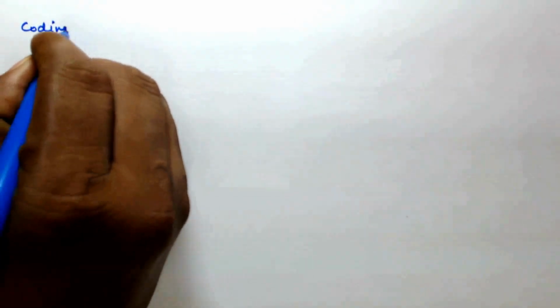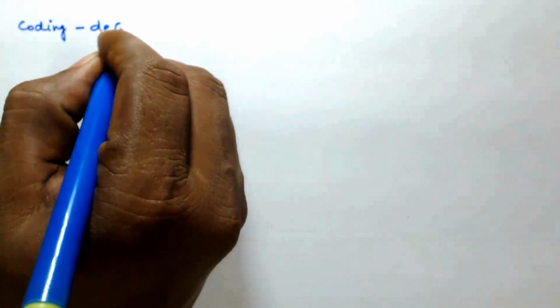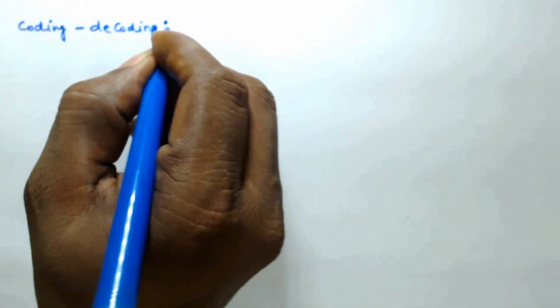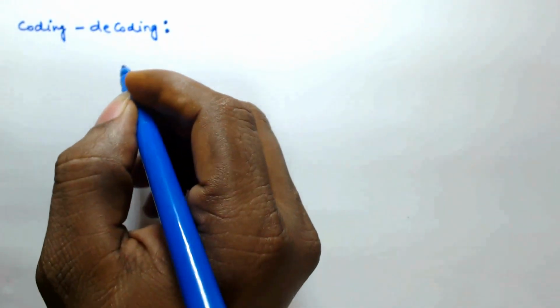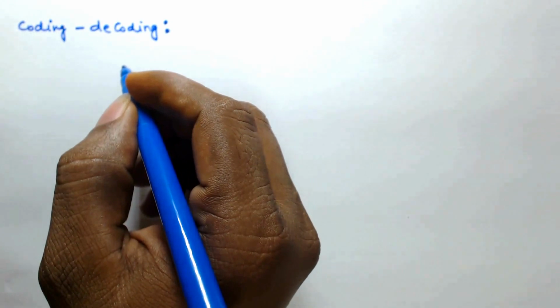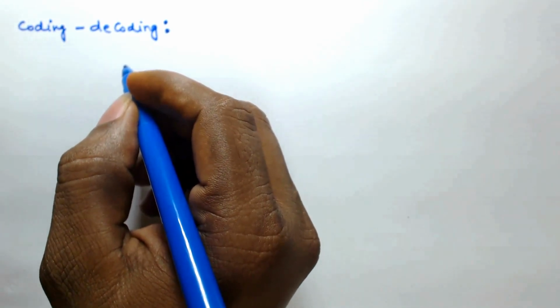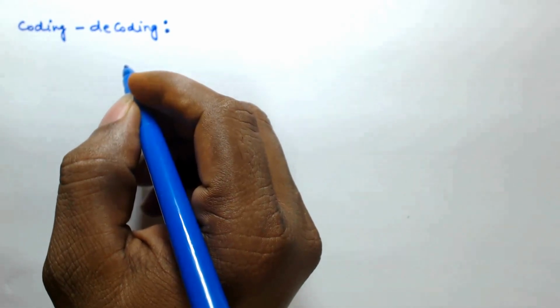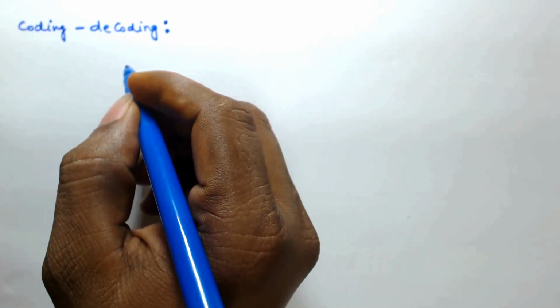So in this video, we will see the basics of coding and decoding. So in coding and decoding questions, a word is coded in a particular way and the candidates are asked to code other words in the same way.